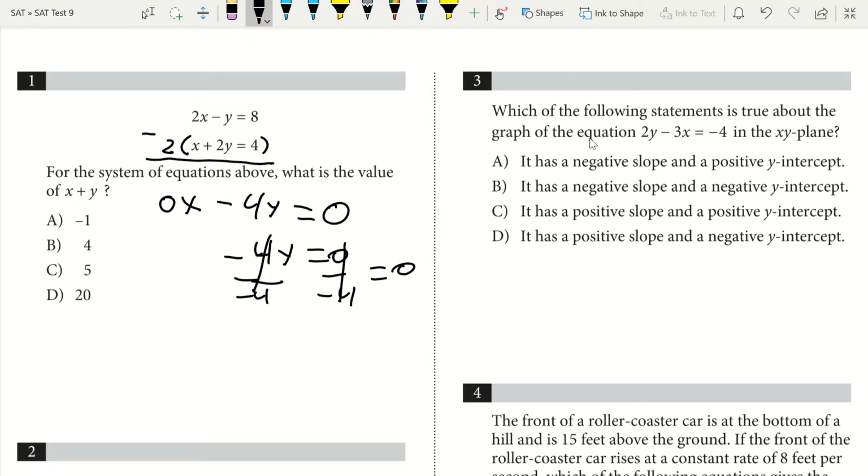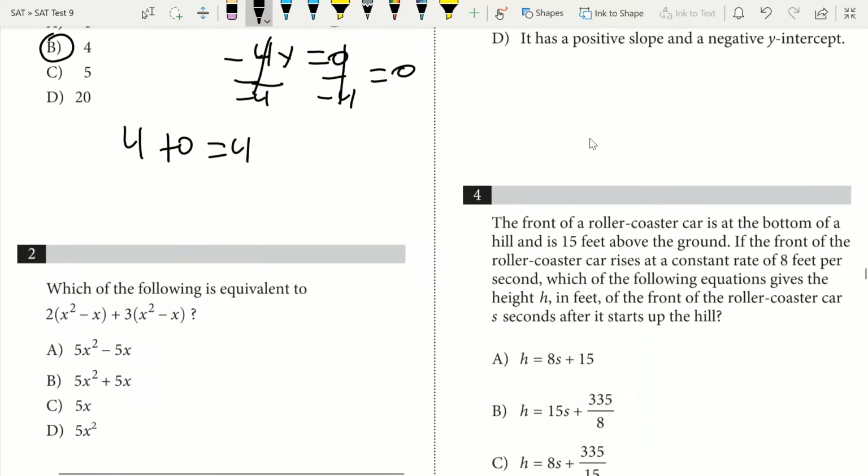So now that I know that y is 0, I have to keep in mind I'm asked for x plus y. So now I have to go back and solve for x. So what I can do here is plug in my 0 for y, right? So I know that x plus 0 equals 4, which means that x is equal to 4. So I have x equals 4 and y equals 0, which means that 4 plus 0 is equal to 4. So x plus y is equal to 4, so my answer is going to be B.